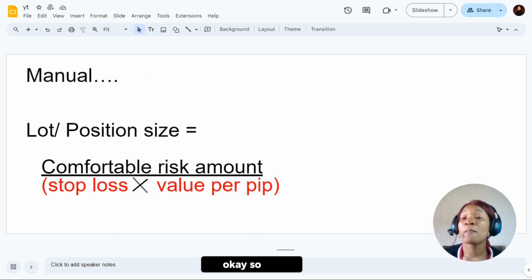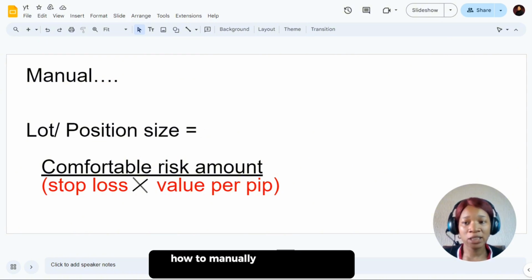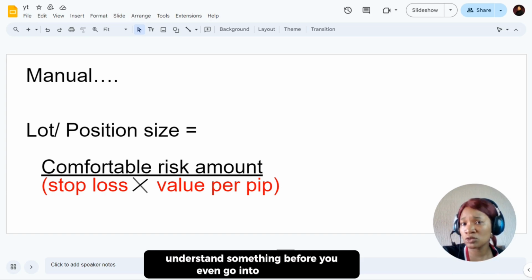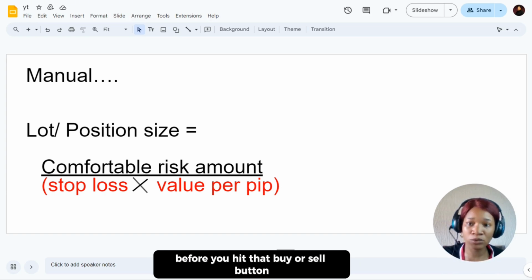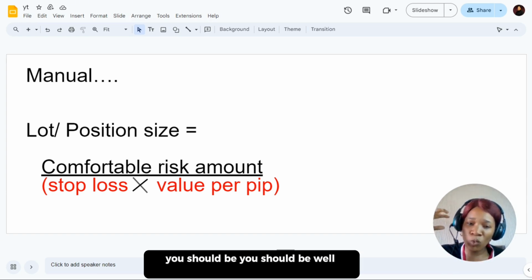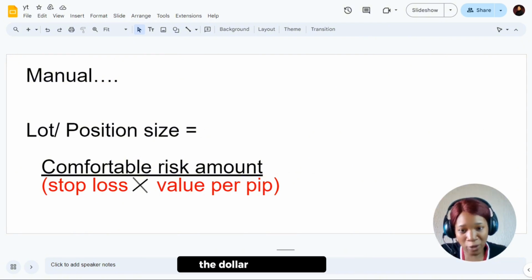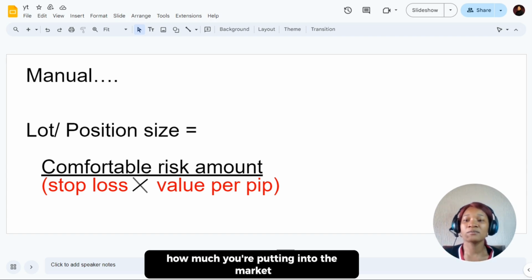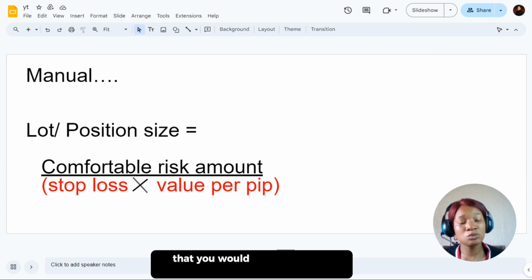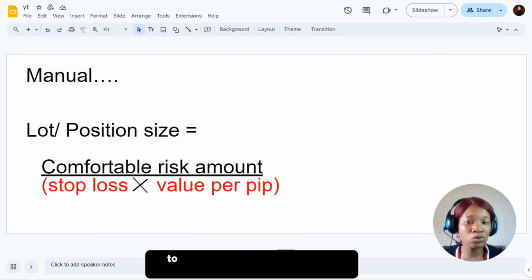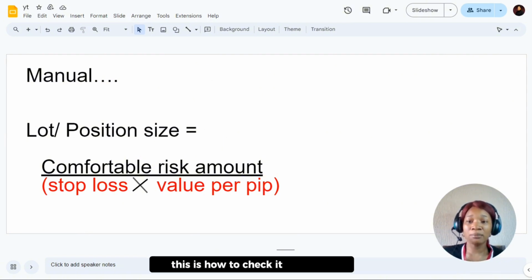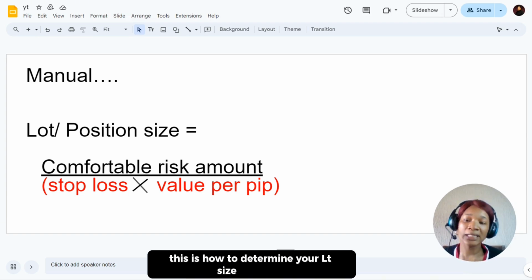Okay, so how to manually calculate your lot size that we use. Now understand something: before you even go into any trade, before you hit that buy or sell button, you should be well aware of the risk. You should be well aware of the dollar equivalent. What you're putting into the market, you should know exactly how much you are putting into the market. How to calculate your lot size that you would input in your trade execution tool, whether MT4, MT5 or any other one that you use. This is how to check it manually. This is how to determine your lot size manually.